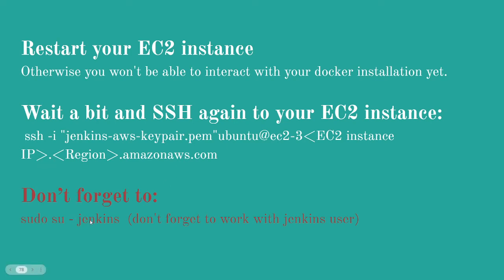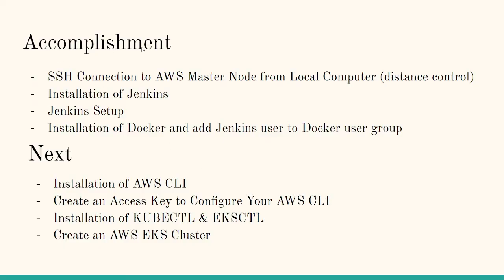So from now on, whenever you connect SSH again, you're gonna be into the Ubuntu user, but you need to go into the Jenkins user. So what we did, SSH connection to AWS master node from local computer, installation of Jenkins, setting it up, and we install Docker, and we add Jenkins user to the Docker group.